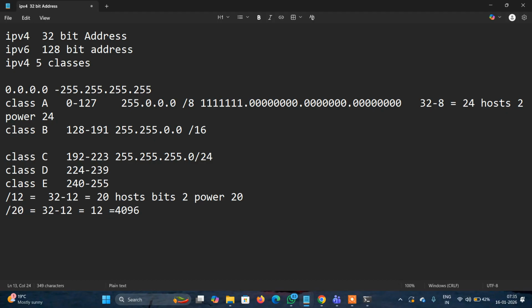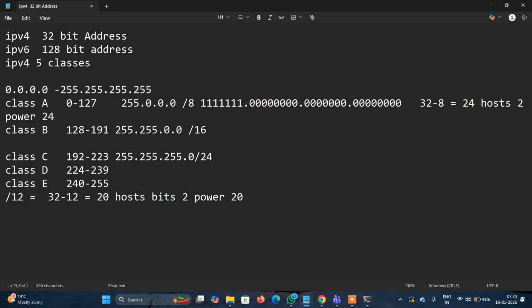If we take 2 power 12, it is 4096. If we take 2 power 13, that is 8192. If we take 14, it is 16384. I need 10,000 servers in a network. Then how will you make it here? How many host bits do we need? 14. So it'll be 14 host bits.